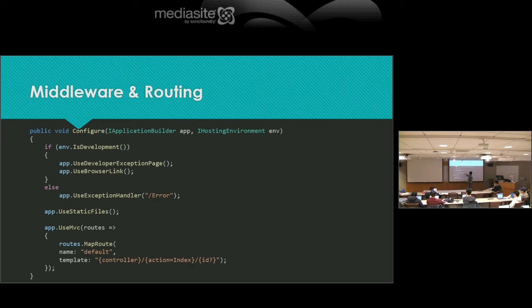The Configure method is where you set up your middleware components. Every middleware component is used for handling the HTTP request pipeline. It does some computing and either passes execution to the next component or short-circuits the pipeline. Here we are setting up the default routing path, and we're using static files.